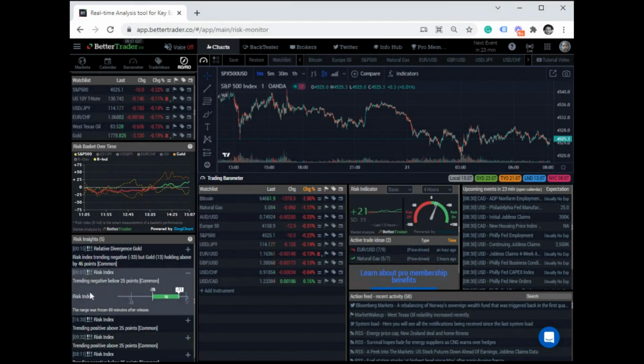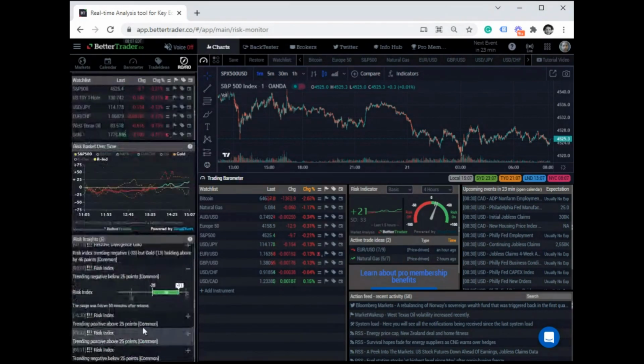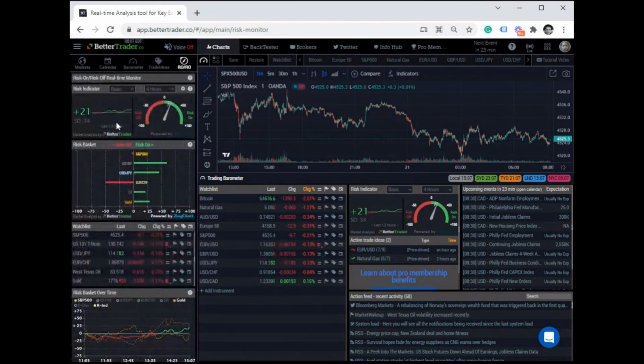When you see that the risk index is crossing 45, extremely positive, you can watch this meter to see what happened next. It's not giving you an immediate reaction of what to do in the market, but it's giving you more of an understanding of how to behave.